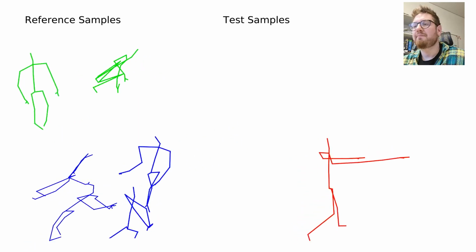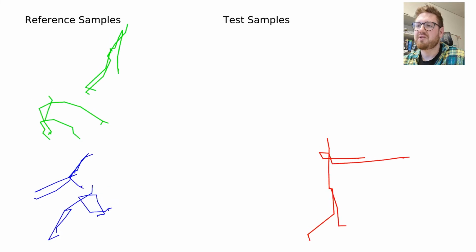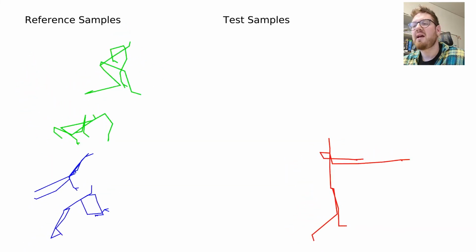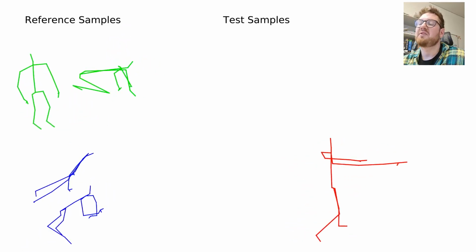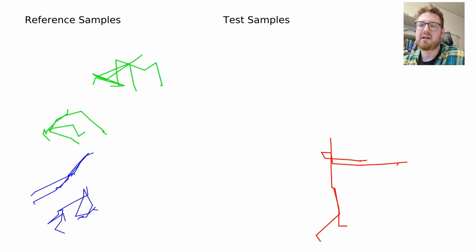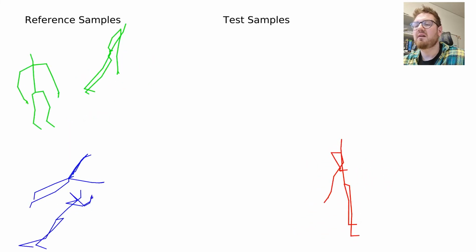And note, high distances encode different actions, and low distances encode action similarity. And if there is a high distance to all reference samples, this is considered to be an anomaly or novel action class.